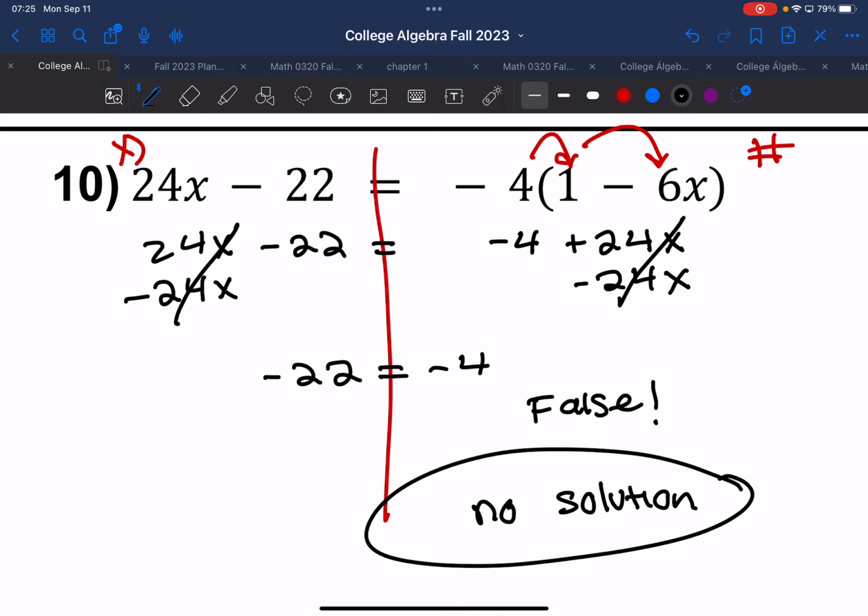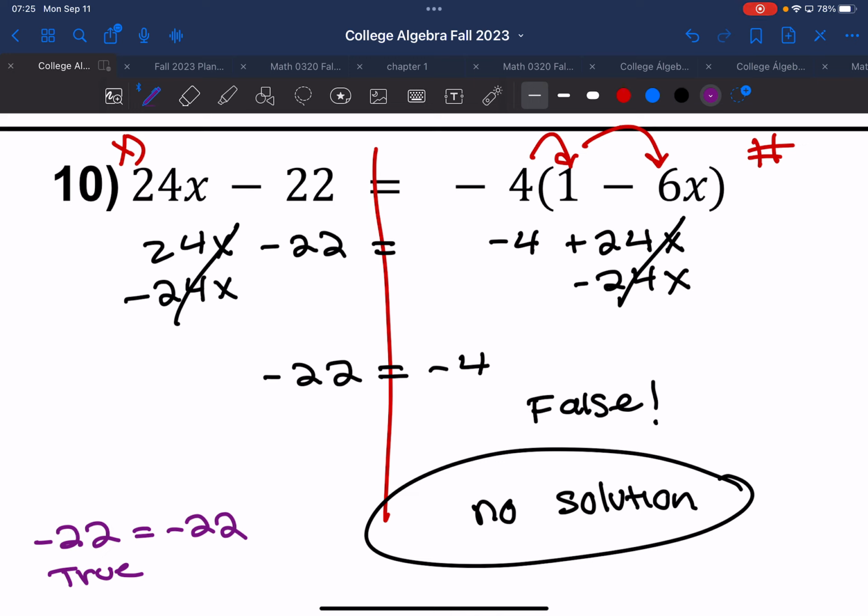No solution. If you get a false statement, then your answer is no solution. That means there's not an answer for this problem. Okay, and that's only if you get a false statement. What do you think would happen if we got a true statement? So for example, if we got negative 22 is equal to negative 22, and this is a true statement, what would our answer be? No, so false statement means no answer at all.